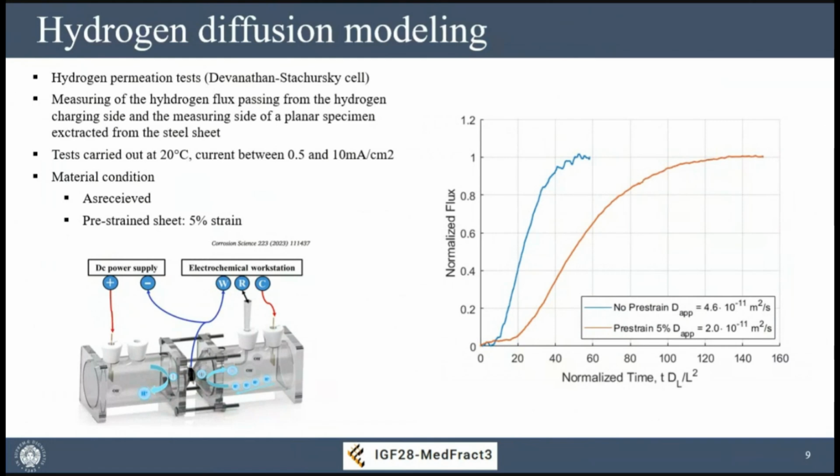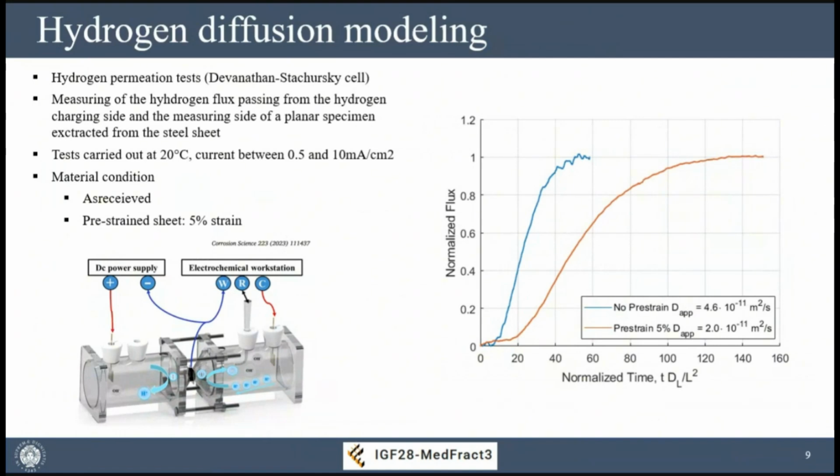effective or apparent diffusivity coefficient through the Van Noten-Stachurski cell. So we have our sample that is cut from the steel sheet in the middle between a charging and a measurement chamber. The tests were carried out at 20 degrees, so room temperature, as the other tests. And we tested the material both in the as-received condition, but also in a pre-strain condition. So we took a sheet, we applied a pre-strain up to 5%. Up to now, in the final portion of this project that still has 2 or 3 months of work to be done, we'll test also different strain levels. Up to now, we tested only 5% strain.